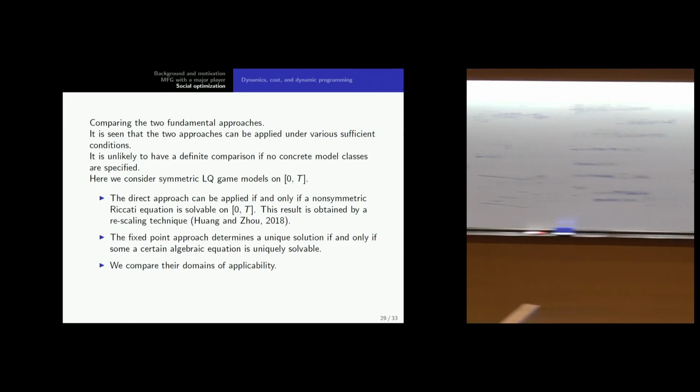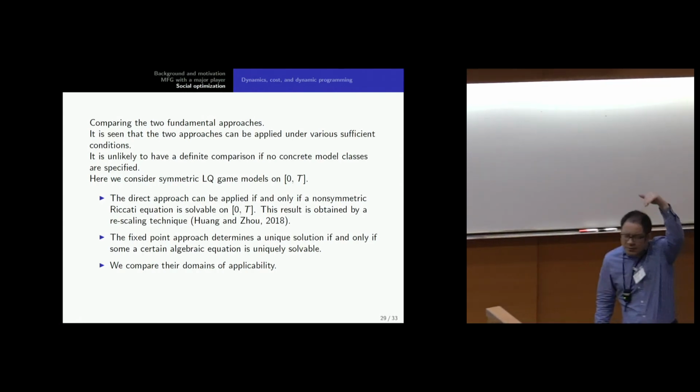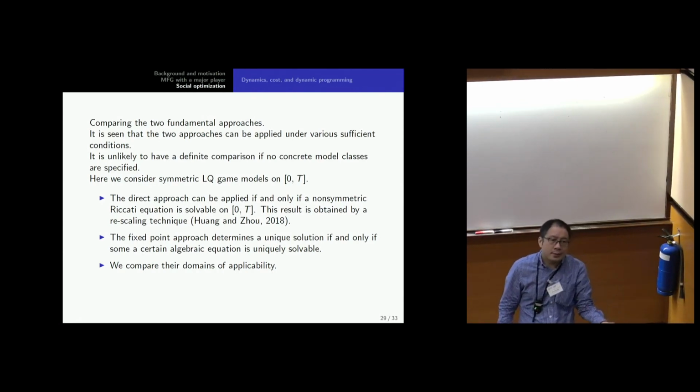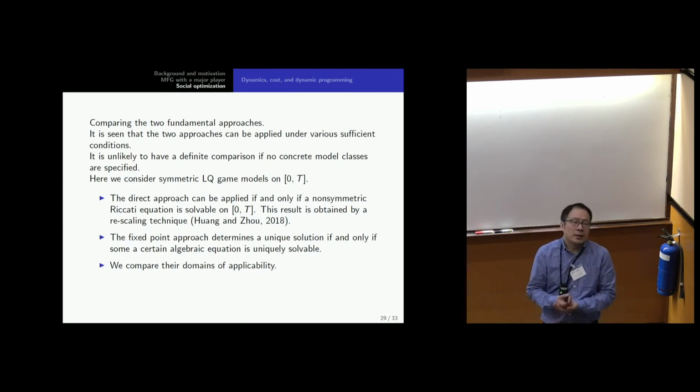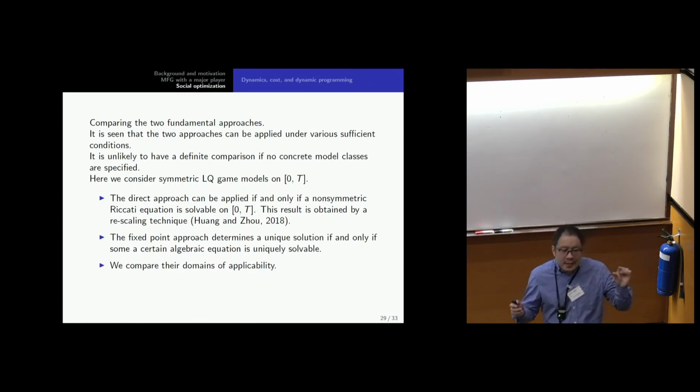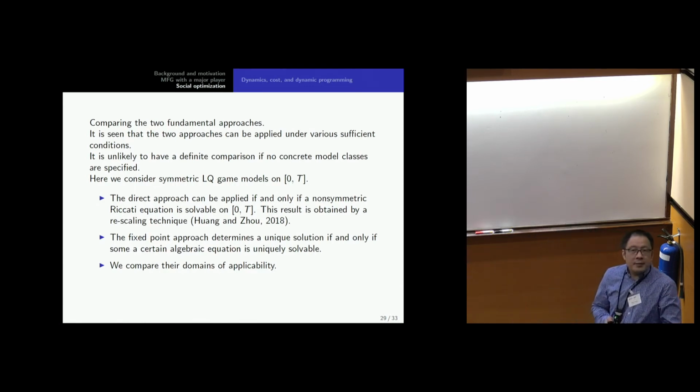Also, for the direct approach, it's very hard. Okay? It's a very hard problem. Typically, you put quite strong conditions on the model. Okay? So eventually, you cannot see the real difference of the two approaches.